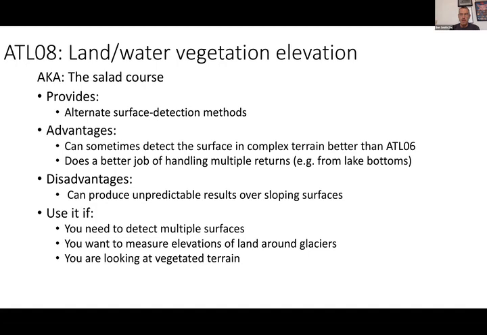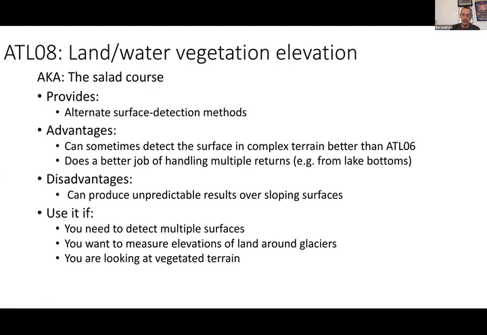And this one does, in some cases, do a better job of defining the heights of lake bottoms and lake tops. And in some cases, it gives you a better look at crevasse heights. So in some cases, if you're starting out to look at the data and you find that ATL06 isn't doing it for you, it might be worth taking a look at ATL08.